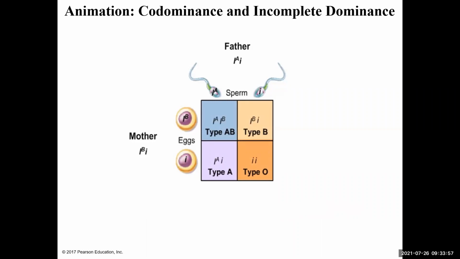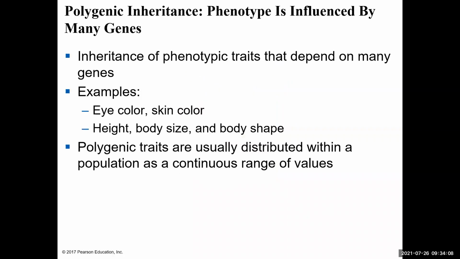All right, so that video did a pretty good explanation, or a summary, of codominance and incomplete dominance. The next thing we're going to look at is referred to as polygenic inheritance. So basically, the phenotype, the trait, what you see in the individual, is actually determined by multiple genes interacting with one another. Some examples of polygenic traits are things like eye color, height, body size, body shape, skin color, etc.